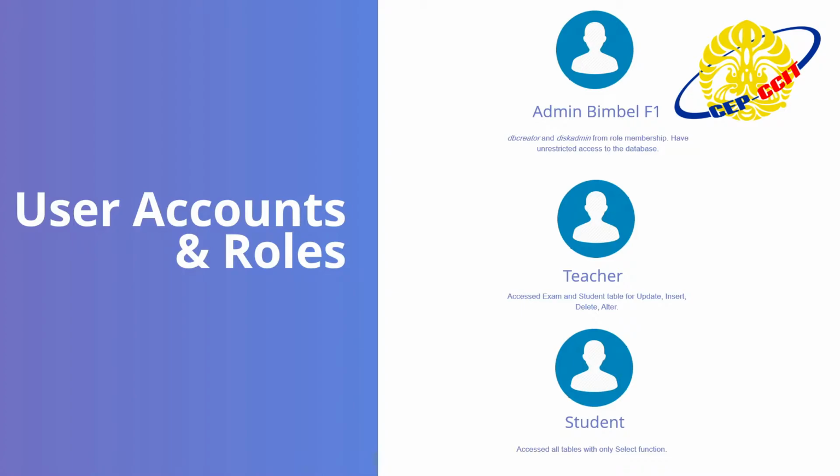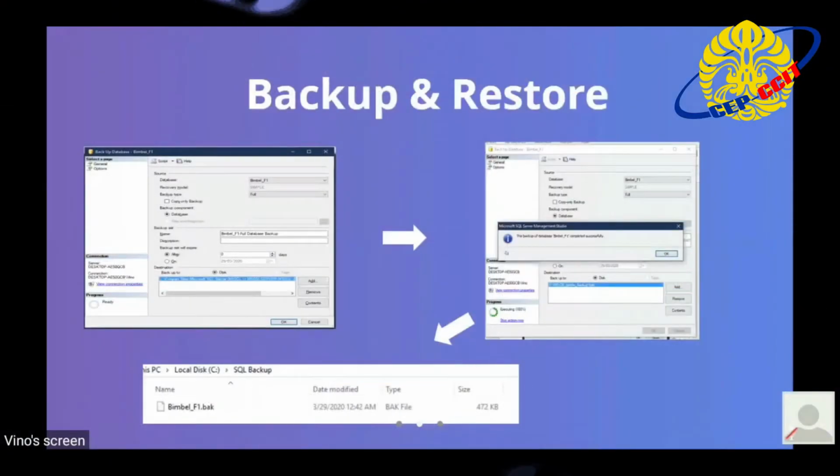The third is student. Student has been granted only the select function for all the tables in the database. So the student can only see what is in the database, such as the data in the database. He cannot alter, drop, or change any tables or data in the database.